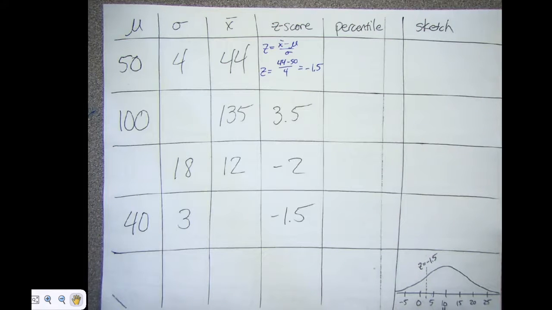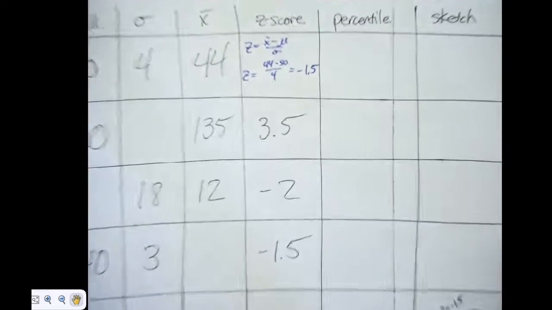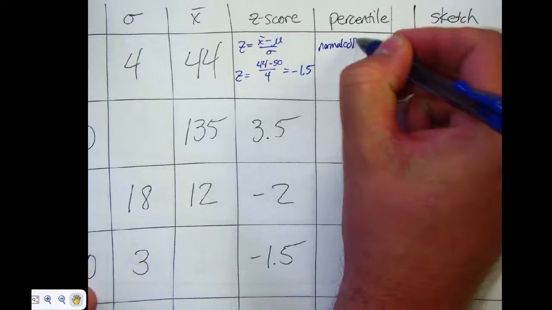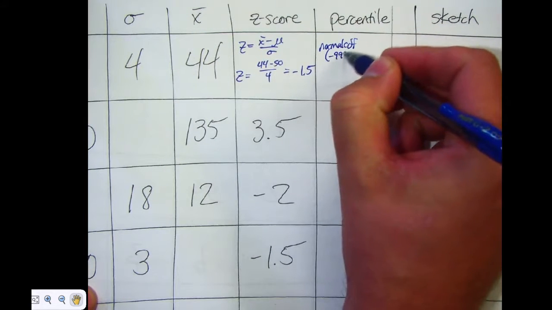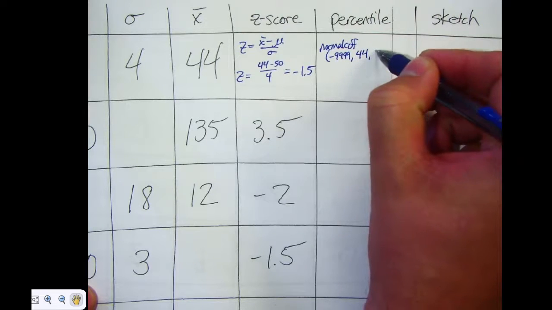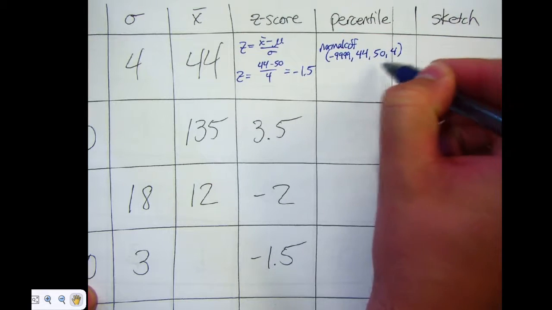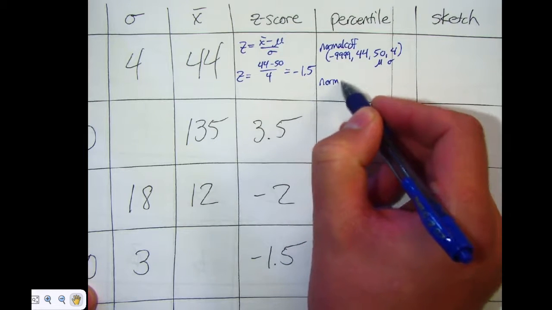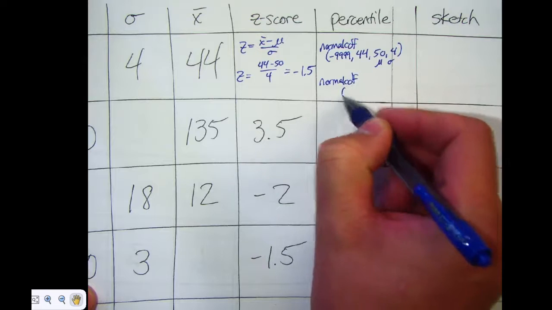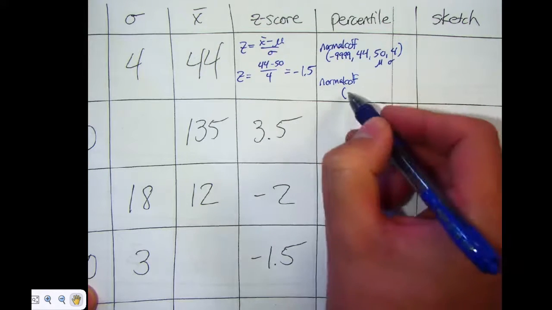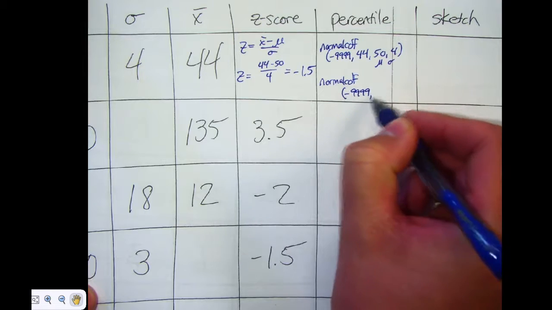So now for the percentile, I have a choice, because you know 2 ways to type this in now. I'll write them both down so you can see them both. So you can go normal CDF, negative 9999 to 44, tell the calculator 50 and 4, or, it doesn't really matter. You can type in as many as you want. Or you can go negative 999, comma, negative 1.5.